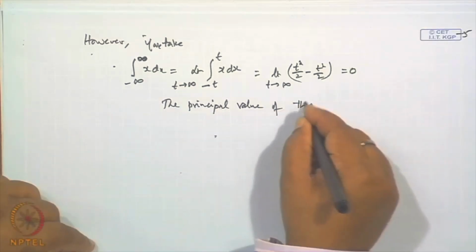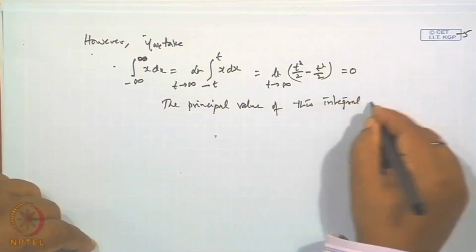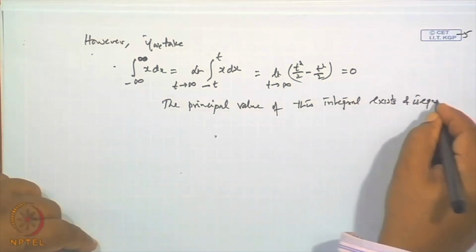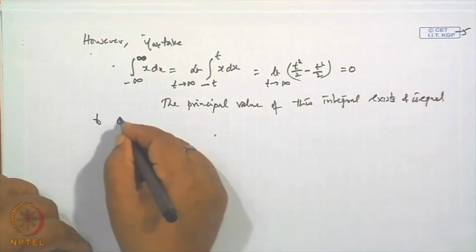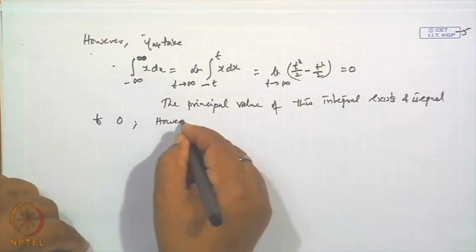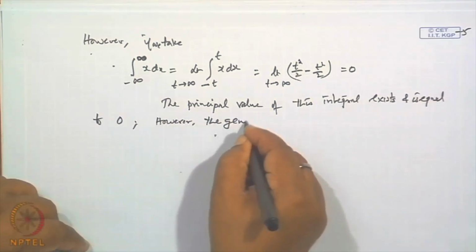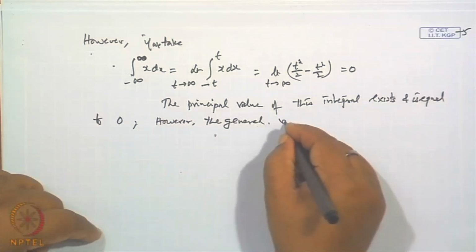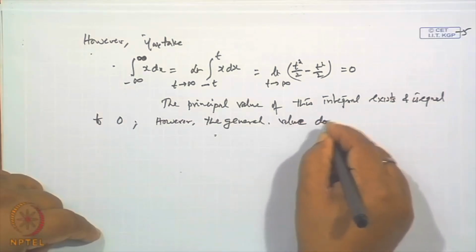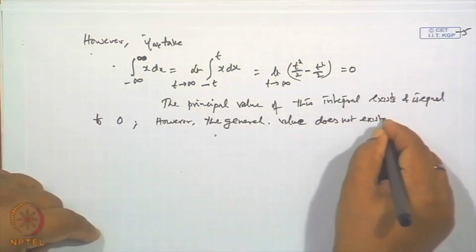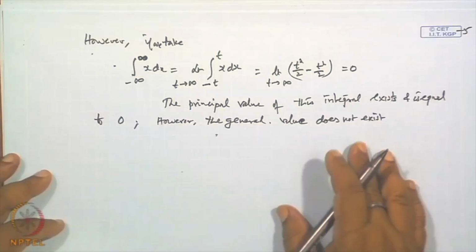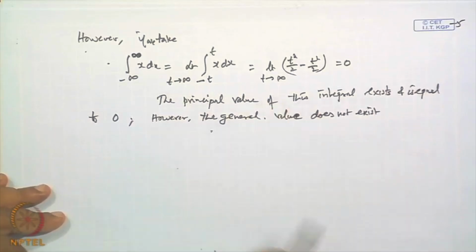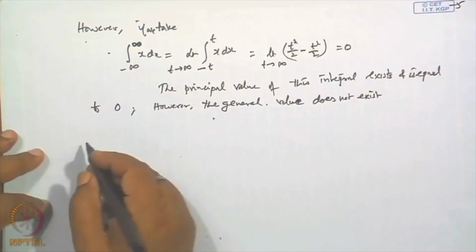of this integral exists and is equal to 0. However, the general value does not exist. So this verifies our claim that though the principal value sometimes may exist, the general value may not. Okay. Now let's take a few examples.